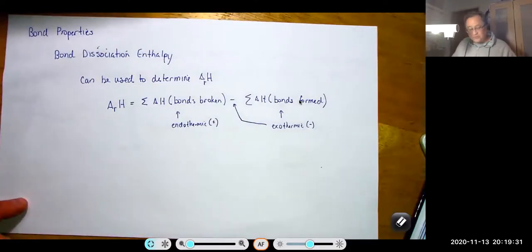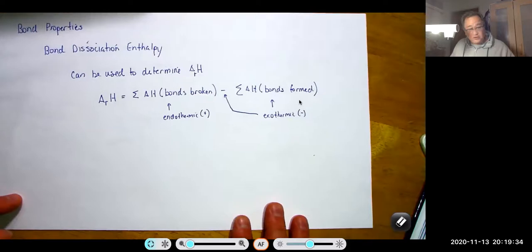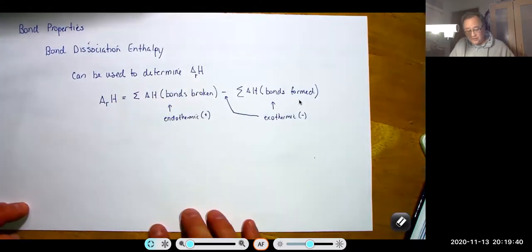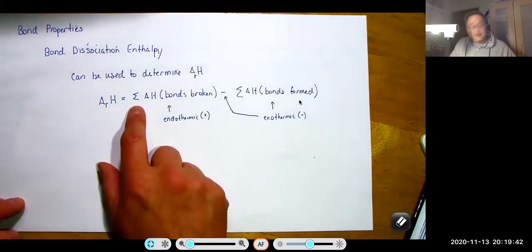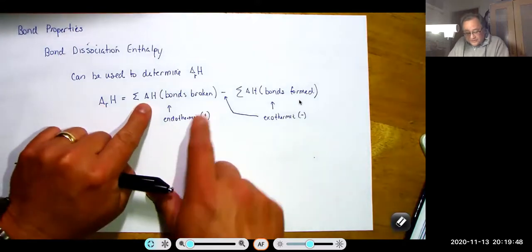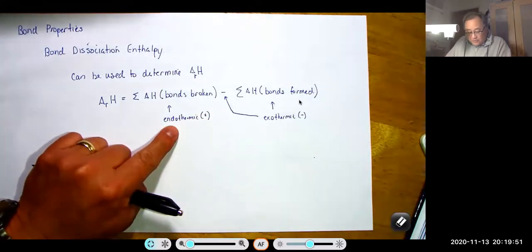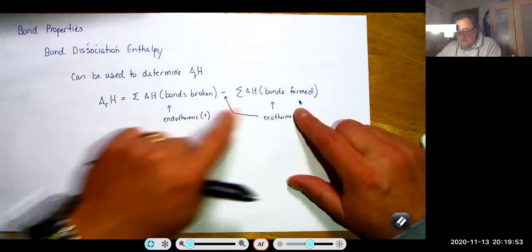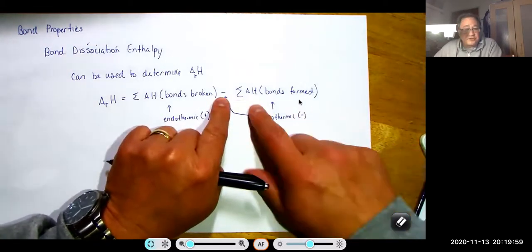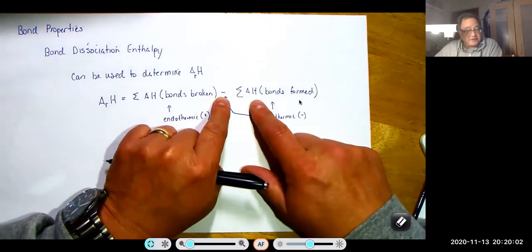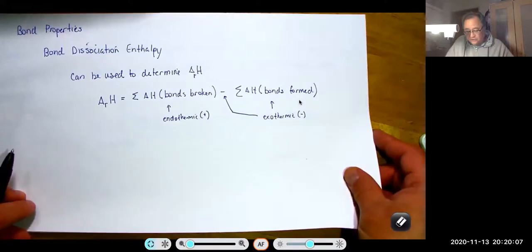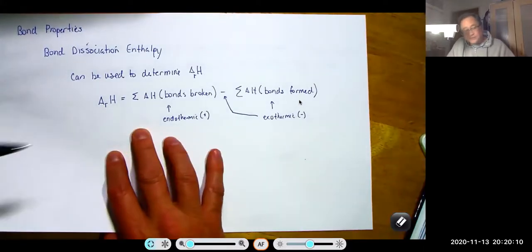Now, we can actually use bond dissociation enthalpy to calculate the enthalpy of a reaction. So the enthalpy of a reaction is equal to the sum of the bond dissociation energies of the bonds broken. So here, this is at the beginning because when we're breaking bonds, it's endothermic, right? Now, when bonds are formed, it's the opposite. It's not endothermic, it's exothermic. So we have to have a negative here to turn all these bond dissociation energies into negative values because energy is released when you reform those bonds. So we can actually use this formula to calculate the enthalpy of reaction.